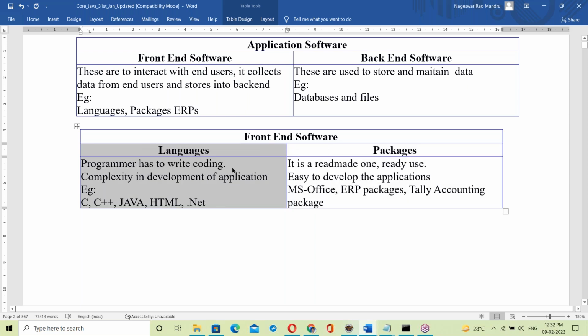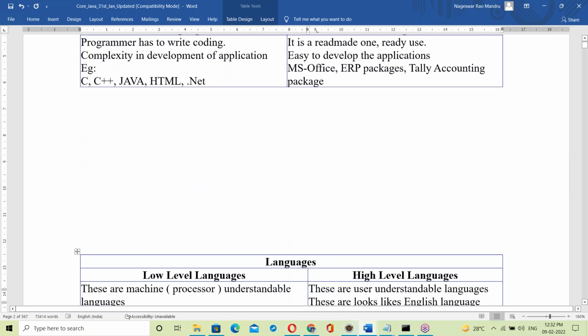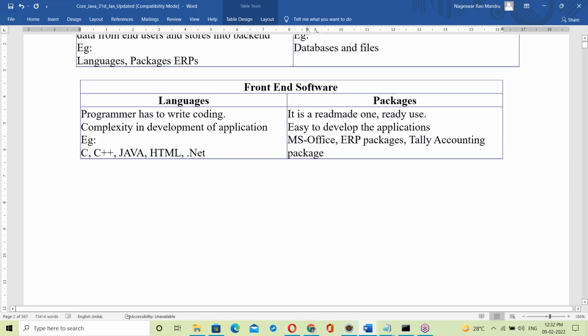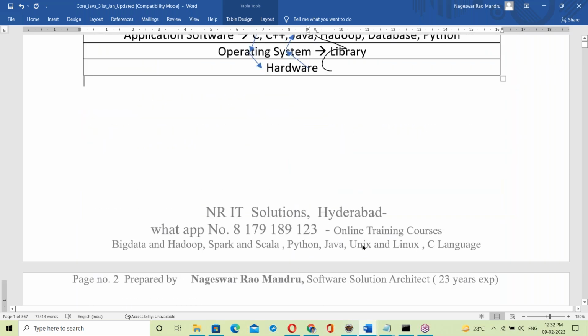The programmer has to write the code here, so it's not easy, and developing an application is complex. Java is a language. Java comes under language, so let us move to language. Now, let us see about language. See, one second, the way I am introducing Java here. Today's class is the day 2 class.